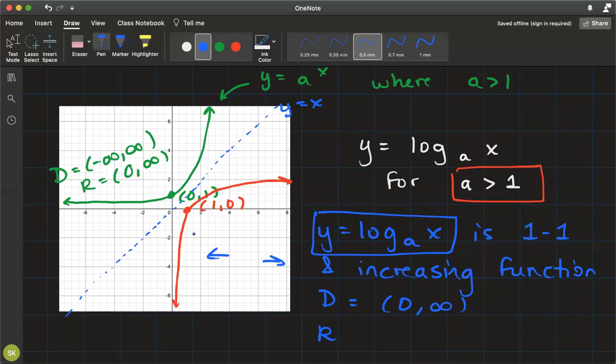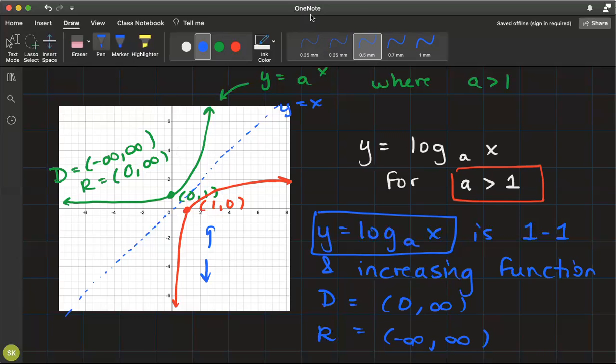And then the range is how far up and down you go. You can see that as we go down, we're going to have points on this line, so we go to negative infinity. But also as we go up, even if we go way up here, this thing is going to keep going upwards. So we're always going to have a point no matter how far up we go. So negative infinity to infinity, and you can see that these two are switched.